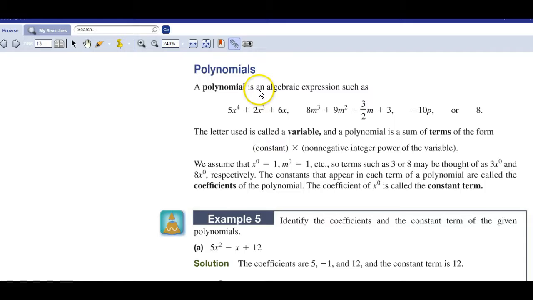Okay, now we're looking at a polynomial, which is an algebraic expression such as something like this, something like this, something like this, or just a plain 8. These are all polynomials. Now, they will tell us later the number of polynomials. If there's 3, this is going to be a trinomial. More than 3 is a polynomial.